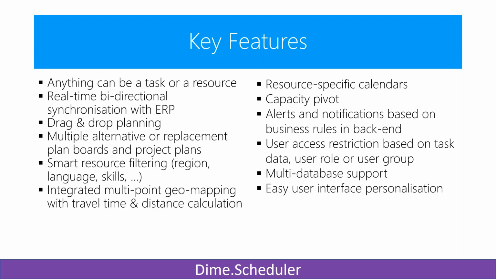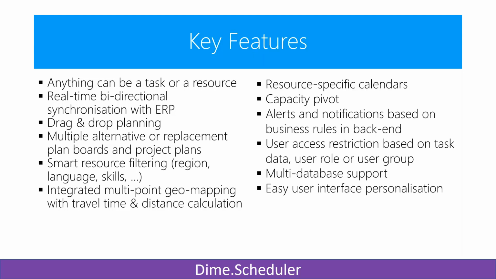Now, the resource allocation would typically happen by dragging and dropping a task onto one or multiple resources. And by doing that, you're basically creating an instant bidirectional synchronization with your resource allocation lines in your backend application. We're really talking milliseconds here, so the update happens instantly. You don't have to run any job queues. You don't have to refresh your screens to see the updates. It happens in real time.